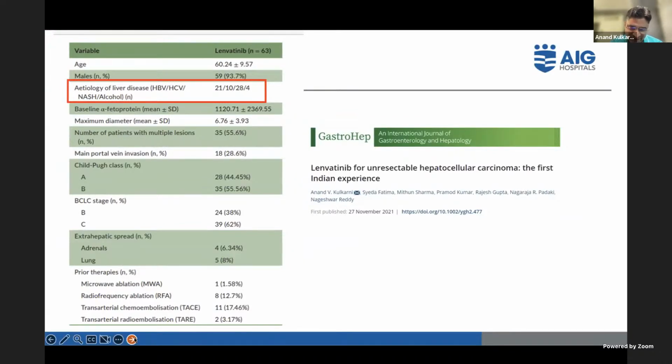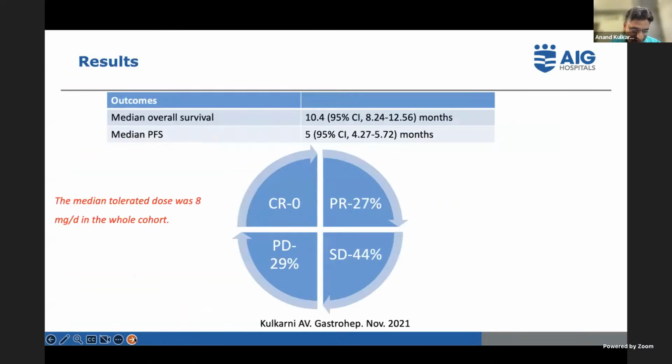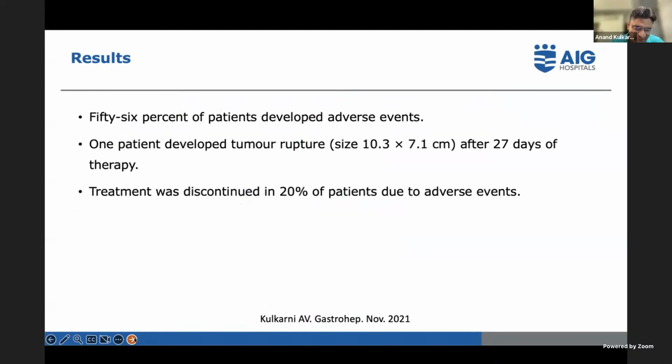When we assessed our own experience with lenvatinib, this was published in GastroHep. The important things to note here: hepatitis B and C individuals are 21 and 10, while NASH is 28. So gradually we are shifting from viral hepatitis to NASH-dominant disease, and lenvatinib was quite effective in these patients. Although none of them achieved complete response, a good number of patients achieved partial response. Stable disease was in almost 40 to 45%, progressive disease only 30%, and the median tolerated dose in the Indian cohort was only 8 mg. We usually start at 4 mg, then increase up to 8 mg. Most of our individuals do not tolerate 12 mg as per the recommendations. The overall survival was 10.4 months, and the median progression-free survival was 5 months.